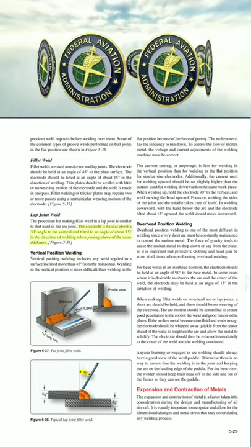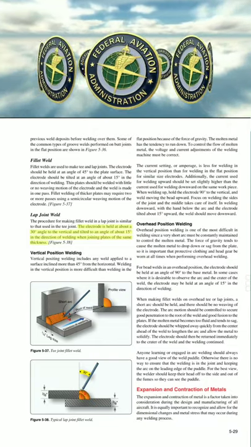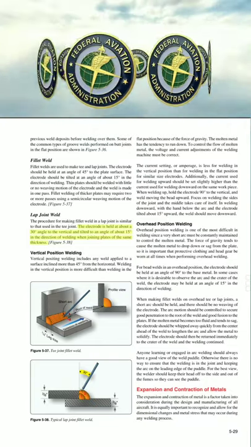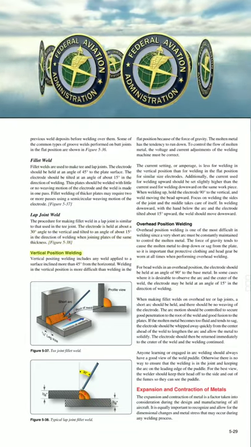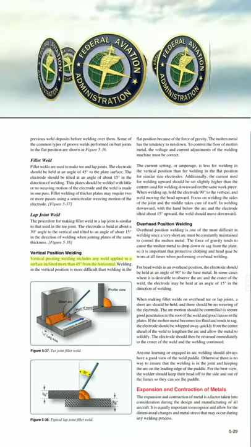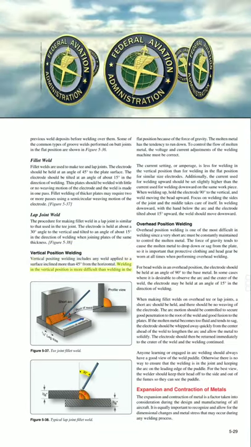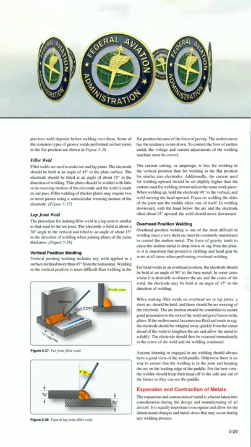The electrode is held at about a 30 degrees angle to the vertical and tilted to an angle of about 15 degrees in the direction of welding when joining plates of the same thickness. Figure 5-38. Vertical position welding. Vertical position welding includes any weld applied to a surface inclined more than 45 degrees from the horizontal. Welding in the vertical position is more difficult than welding in the flat position.